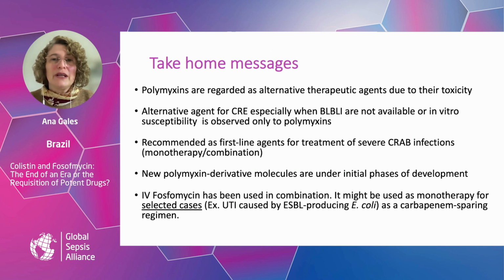It's very important to know that we have new molecules of polymyxin that are currently under development to have the best characteristics of the molecule. That's high in vitro activity against resistant pathogens, but we'd like to have molecules with less toxicity. And IV fosfomycin, I know that the JAMA article showed that it was not inferior to ceftriaxone or meropenem, but maybe in very selected cases, we could use fosfomycin as an alternative therapy for patients with urinary tract infections caused by susceptible isolates as a carbapenem-sparing regimen.